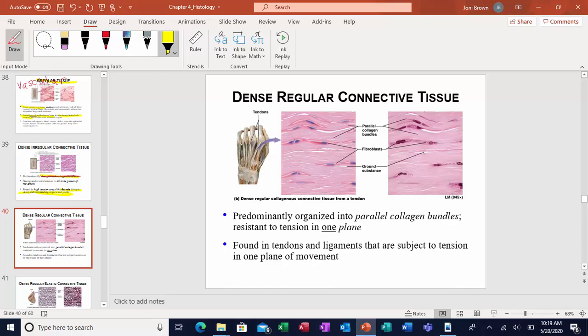Dense regular connective tissue, you've got organized collagen bundles. So they only resist tension in one plane. You find this in your tendons and ligaments. And you see how they're parallel, how all the fibers run this way. And then those little cells that you see scattered around in that matrix, those are your fibroblasts that make those collagen fibers.